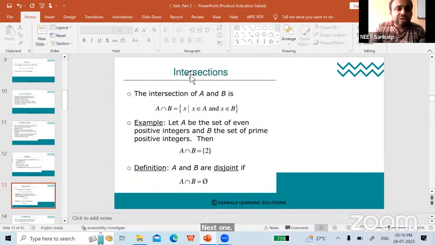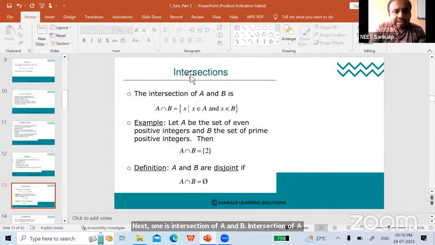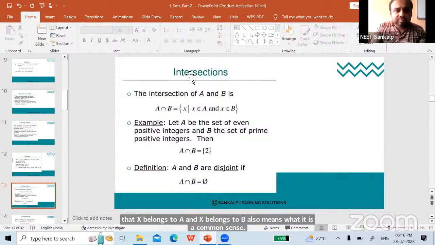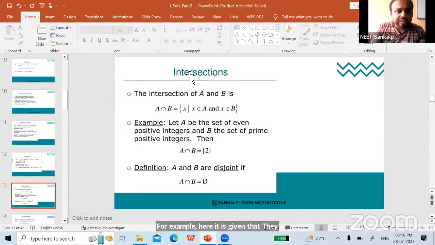Next one is the intersection of A and B. The intersection of A and B is the set of elements X such that X belongs to A and X belongs to B also. It is a common set. For example, let A be the set of even positive integers and B the set of prime positive integers, then A intersection B is 2.